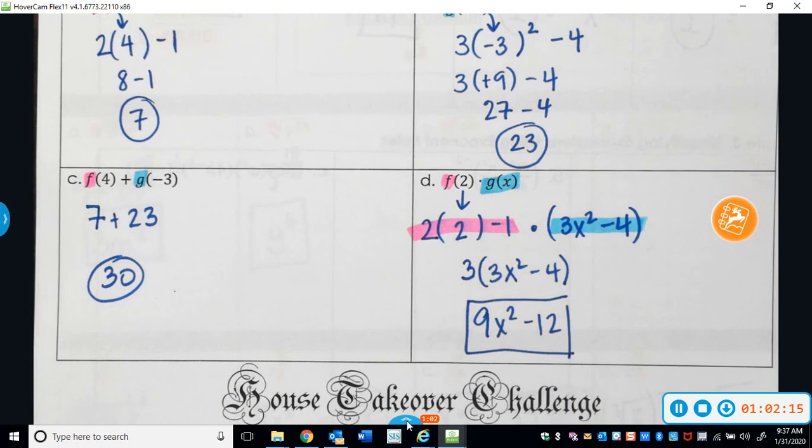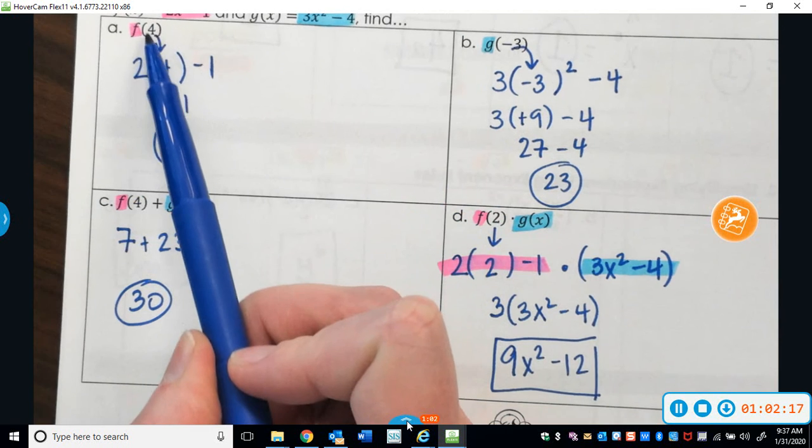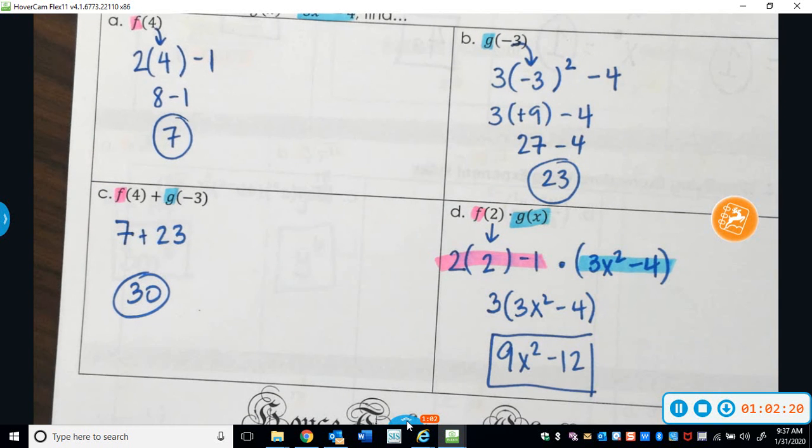Okay, so really the only thing that's new today is just how to deal with the fact that it's giving you a value to plug into the function first. That's all.